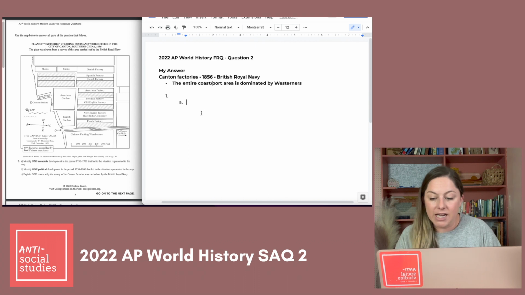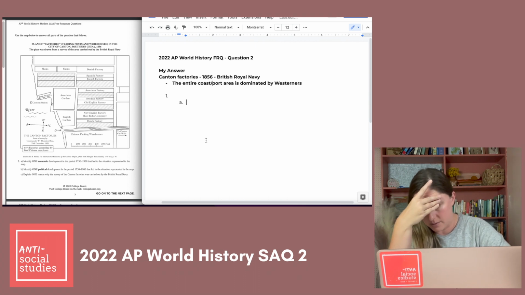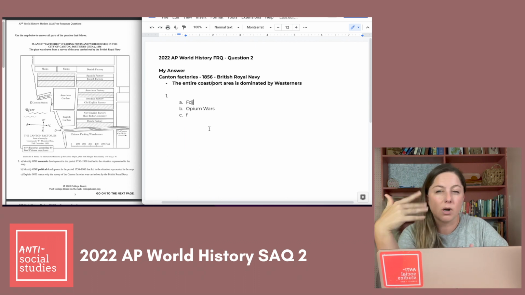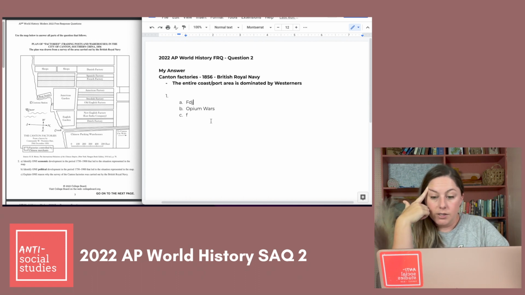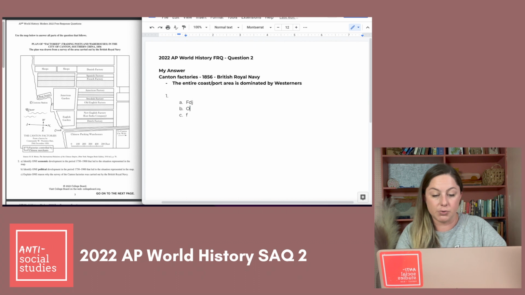Now, identify one economic development that led to the situation represented in the map. I need to consider that I'm also going to have to think of a political development. The political development is going to be wars. For example, I'm going to say the Opium Wars are my political development, because wars, conflicts, whatever. So let me do the political one first. I'm going to skip to question B: identify one political development that led to the situation represented in the map.